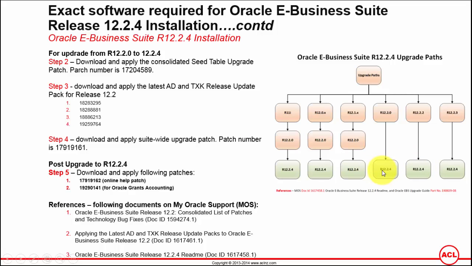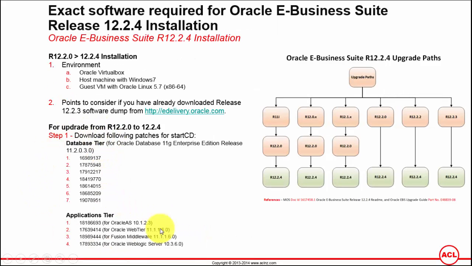If you would like to read more about the patches that I have just described, feel free to refer to these documents on the My Oracle Support website, which is support.oracle.com. So the first document over here is Oracle eBusiness Suite release 12.2 consolidated list of patches and technology bug fixes, document ID 1594274.1. This particular document you may want to refer to in relation to these patches for upgrading your StartCD.